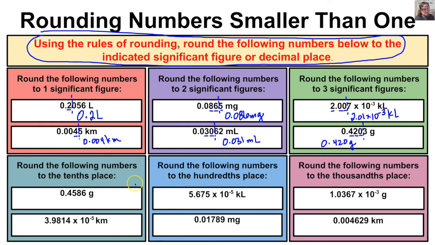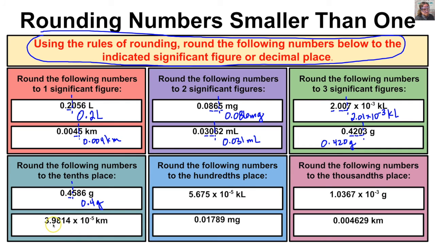What about right here? Round the following numbers to the 10th place. The 10th place is right here. We're going to look 1 past our 10th place, and it is a 5. So the rule states that if it is a 5, we have to look at the number to the left. And if it's even, we are not going to raise this up. So just 0.4 grams will be our correct answer.